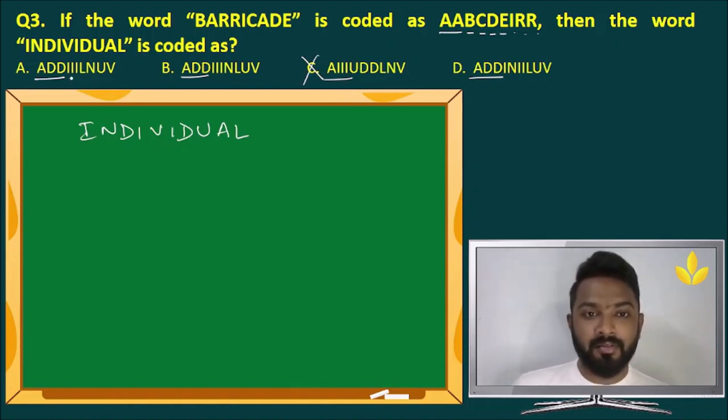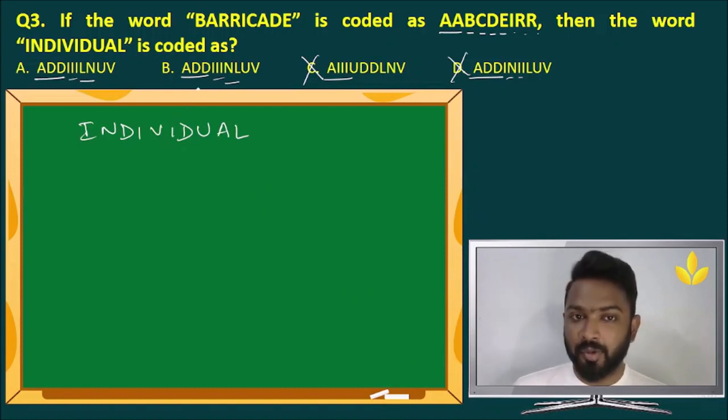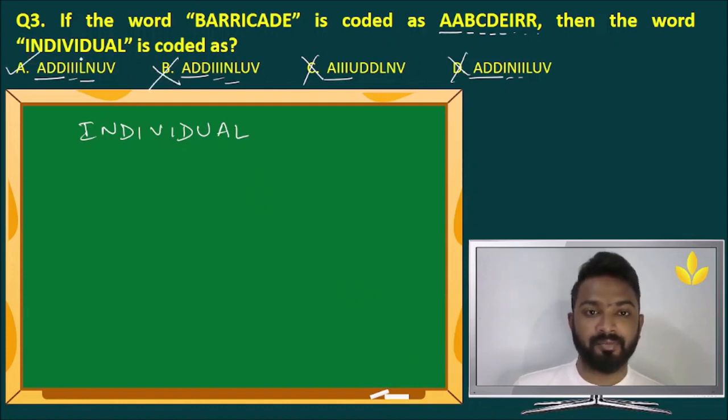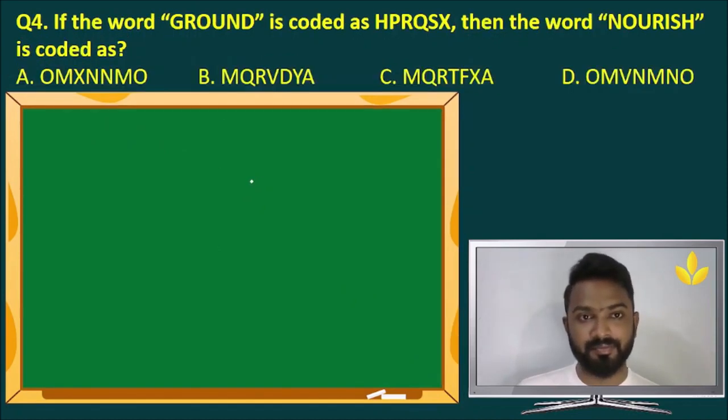After that we have III, INII. So D also is gone because the letters have to be together. III has to be together. After that we have LN or NL. Now if you know ABCD, you know that L comes before N. So B also gone. Answer is A. L comes before N. That's it. Let's move on. See how the options are helping you out. That is why you should use them to your advantage.